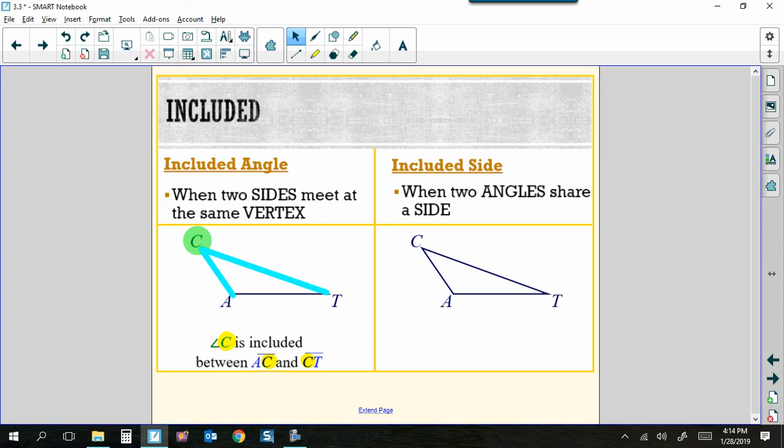Notice I have the same picture. Go ahead and draw another triangle, CAT. If you need to pause the video, go ahead. I'm going to talk about the bottom, side AT. The endpoints of side AT are vertex A and vertex T. So therefore, we can say that side AT is included between angle A and angle T.